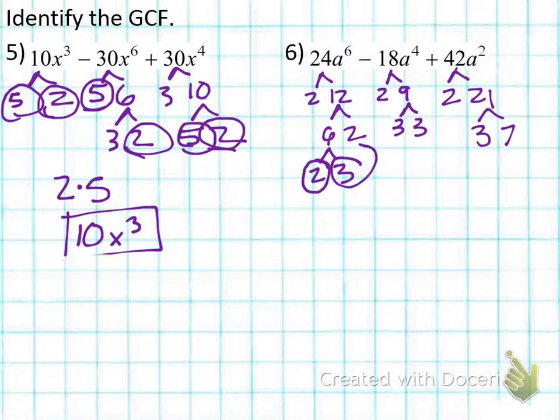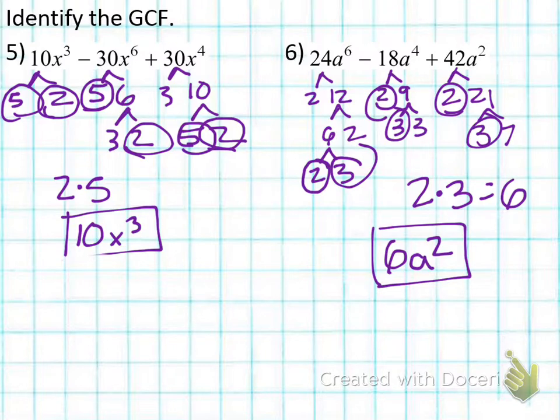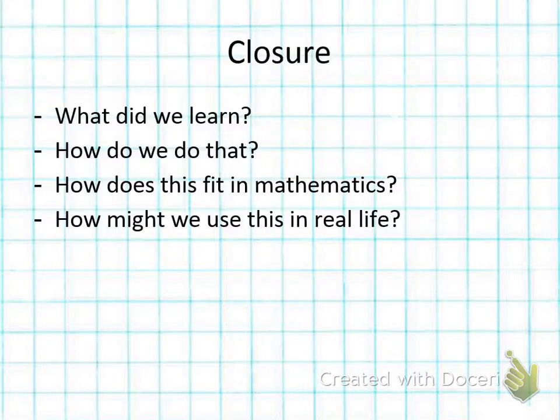Okay, I see they all have a 2 and a 3. And there's nothing else that I could take out of these, okay? Some have another 2, some have another 3, the last one has another 7, but it's not common to all 3. So the 2 and the 3 are the only things that are common. So I'm going to multiply those together, and I'll get 6. And then looking at the variables, I can take out an a squared. Okay, so that would be my GCF for number 6.